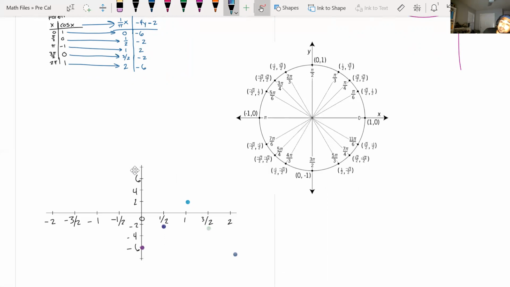So once again, cosine's even. So all you have to do is reflect it across the y-axis. And at -1, you'll get 2. -1/2, you'll have -2. 3/2, you'd be at -2. And -2, you'd still be at -6. So this is what we look like.